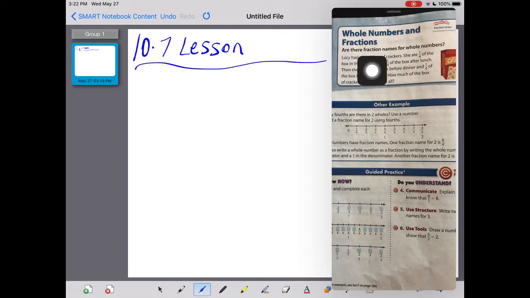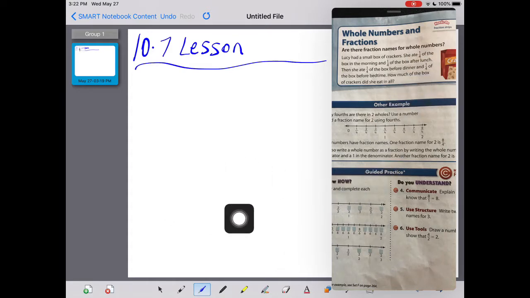We will be focusing in on fractions, but looking at the question: are there fraction names for whole numbers? When you have the whole thing, or more than one whole thing, are there names for that? Because we've been focusing on fractions as a part of a whole, less than one whole. But what about when you have the whole thing? What do we call that?